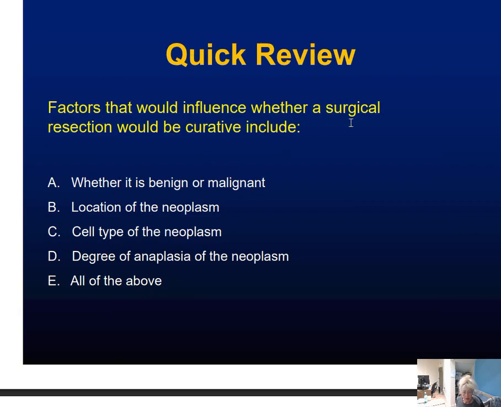So factors that would influence whether surgical resection would be curative is whether, of course, it's benign or malignant, the location, the cell type of the neoplasm, the degree of anaplasia, and all of the above. Of course, all of the above.